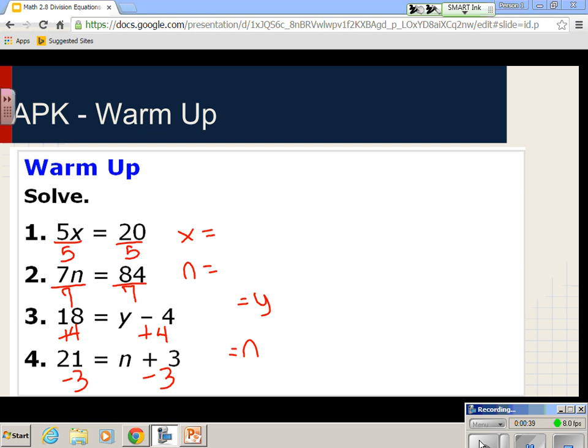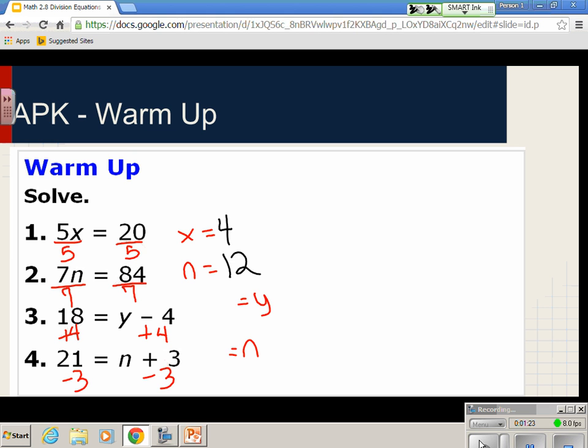All right, so we're just looking at different operations that we've been working with over the last few lessons. So the first one, you see 5x, you know it's 5 times x. So what we have to do here is the undo operation, or the inverse operation of multiplication, which is division. So the number next to the variable is 5, so we've got to do that to both sides, which I already started. And how many times does 5 go into 20? 4 times. For number 2, you have 7 times n. So 7 is next to the variable n, and it's multiplication, so the opposite of multiplication is division, and 7 goes into 84 12 times.